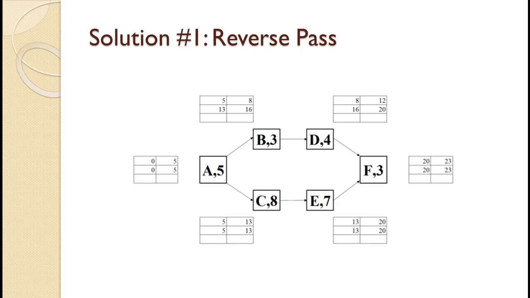This will always be the case and is a quick check of your calculations on a reverse pass. We are now ready to calculate slack. There are 2 ways to calculate slack for each activity and they give you exactly the same answer. One is late start time minus early start time. The other is late finish time minus early finish time. Additionally, you can calculate slack in any order.